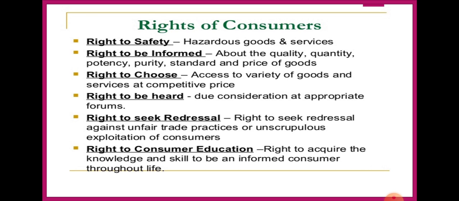Everything you can see is written, or there is a mark that it is vegetarian or non-vegetarian. What ingredients they have put in that product is also given on that product. For how long the product can be used is also mentioned on the package. Right to choose: we have the right to choose whatever product we like. Right to be heard: if we are filing any complaint, it is the responsibility of the company manufacturing the product to listen to us. Right to seek redressal means there should be some inquiry against our complaint. Right to consumer education: the right to acquire the knowledge and skill to be an informed consumer throughout life.